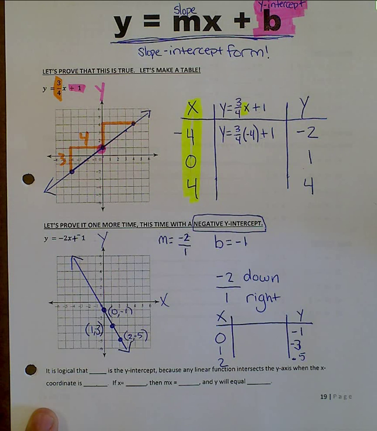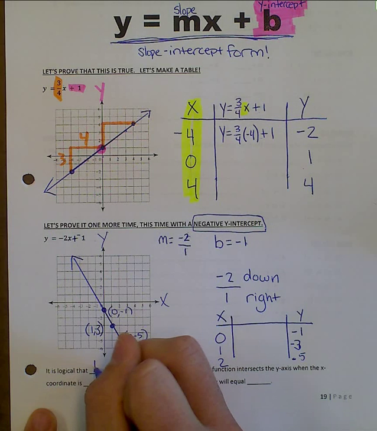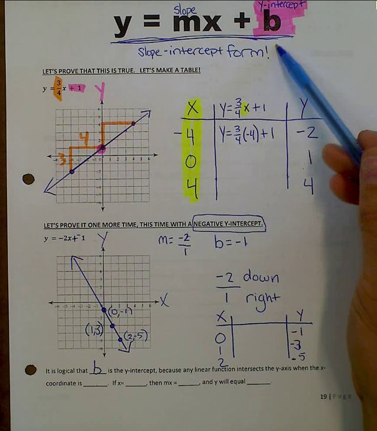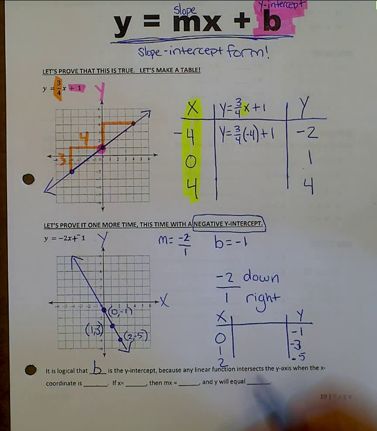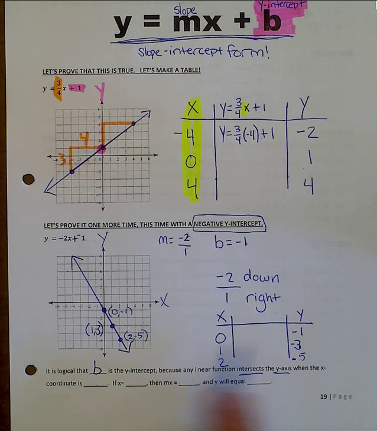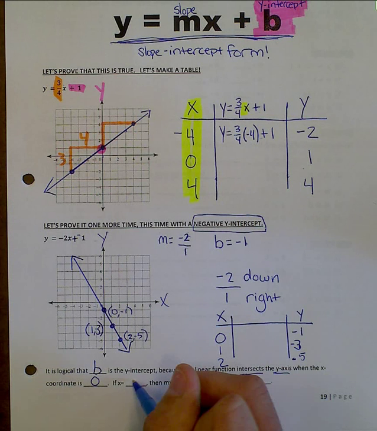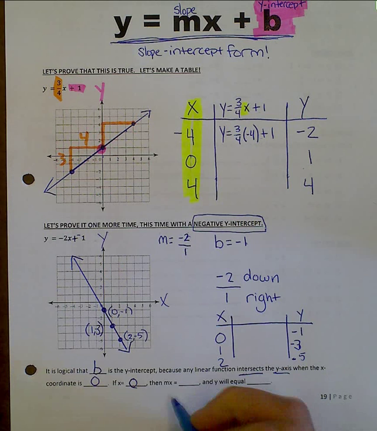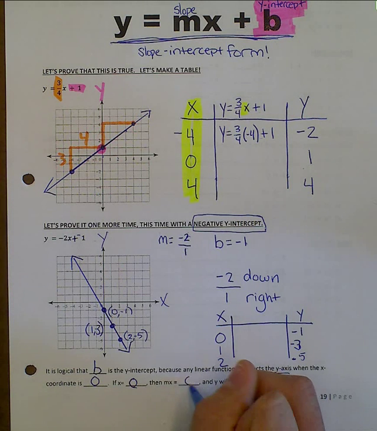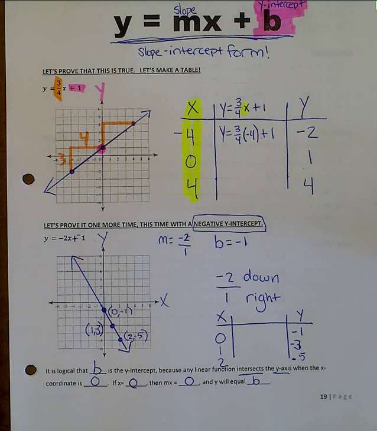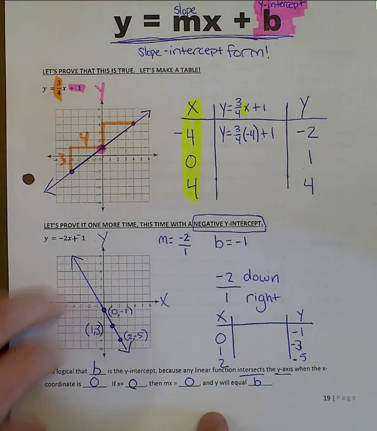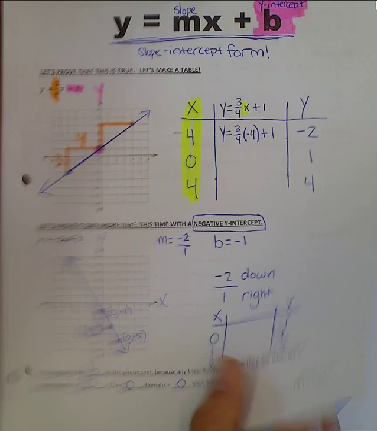So we summarized. We know that it's logical now that we know m is slope. Big thing today, b is the y-intercept. Why? Because any linear function crosses over the y-axis when the x-coordinate is 0. Later on, we're going to be talking about if x is 0, well, slope times x is 0, and y will be equal to the y-intercept. Good. Pretty cool. Connecting representations there.